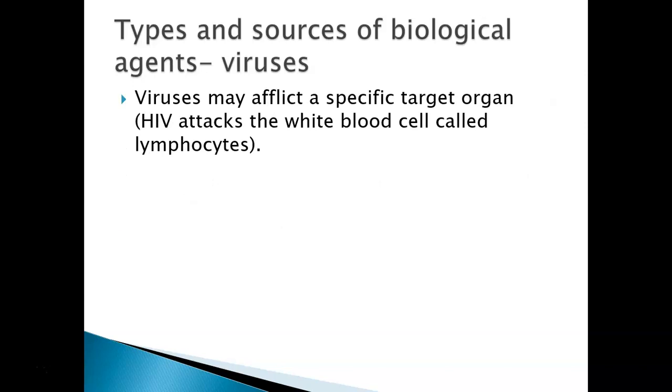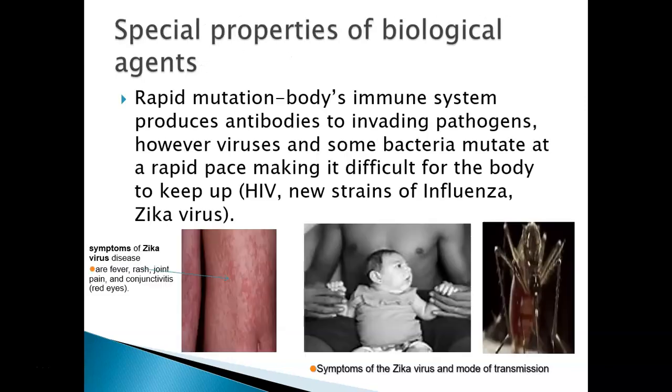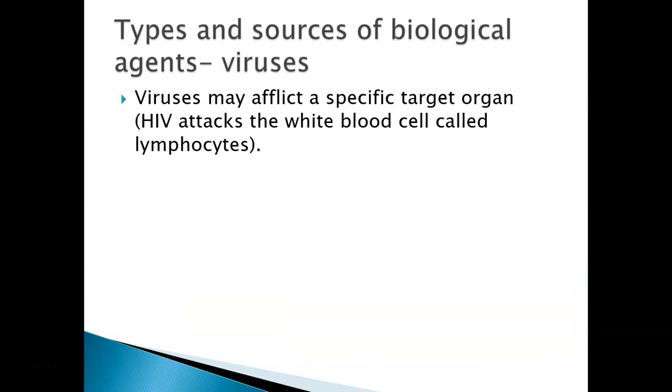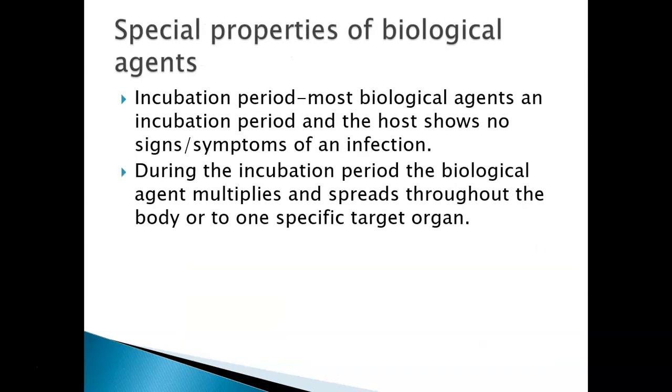Right? Viruses may affect a specific target organ. HIV attacks white blood cells called lymphocytes. You have things, for example, like the novel coronavirus now affecting the respiratory system, etc. Right? Special properties of biological agents, about maybe 4 or 5 of these.